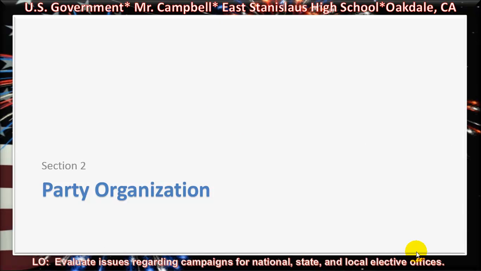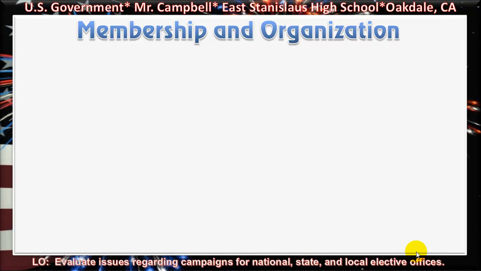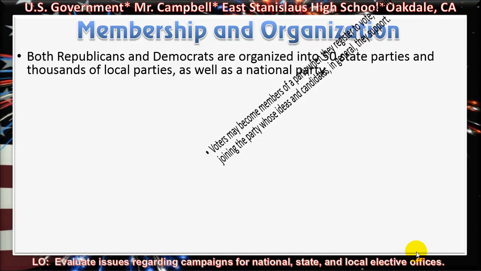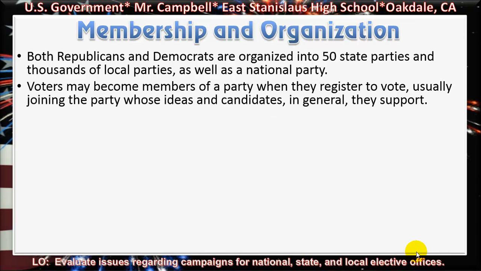Section 2, Party Organization. Membership and organization. Both Republicans and Democrats are organized into 50 state parties and thousands of local parties as well as a national party. Voters may become members of a party when they register to vote, usually joining the party whose ideas and candidates, in general, they support.